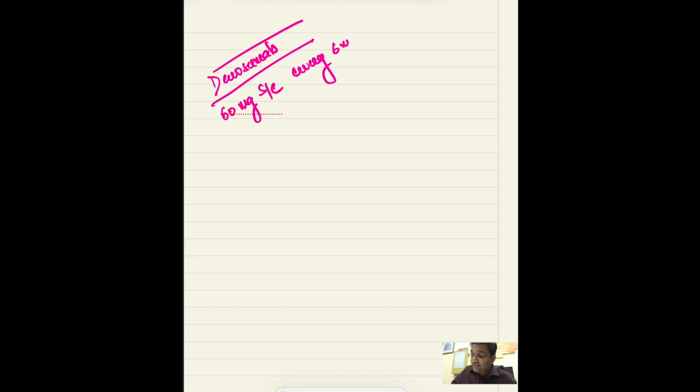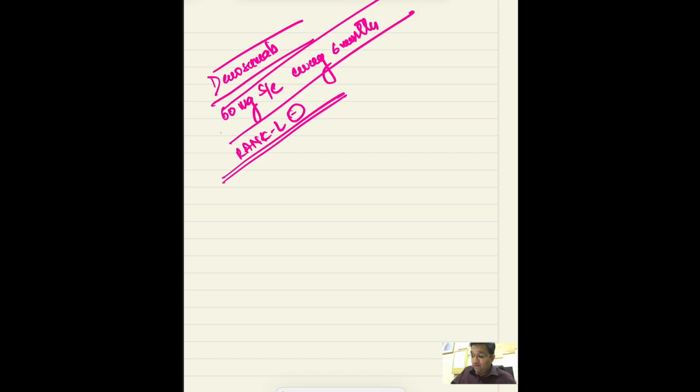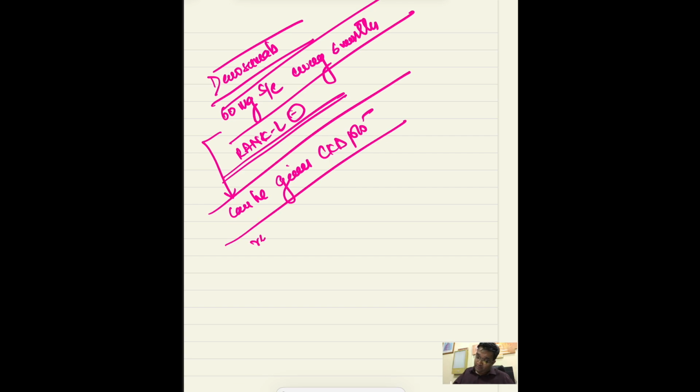Now we come, as per the options, to denosumab. This is 60 milligram subcutaneously every 6 months, and this is a RANK ligand inhibitor and can be given in CKD patients. So very good response.